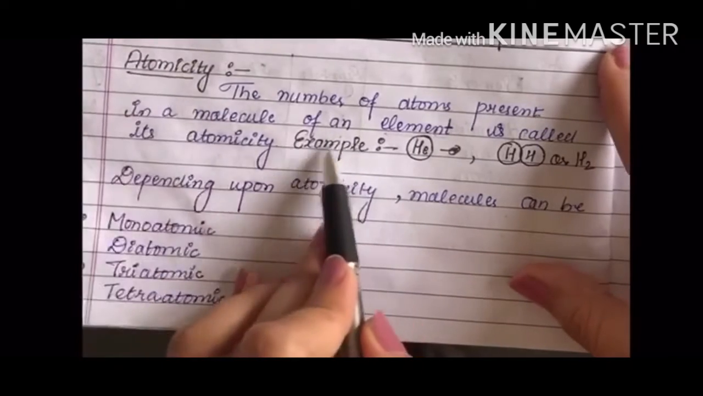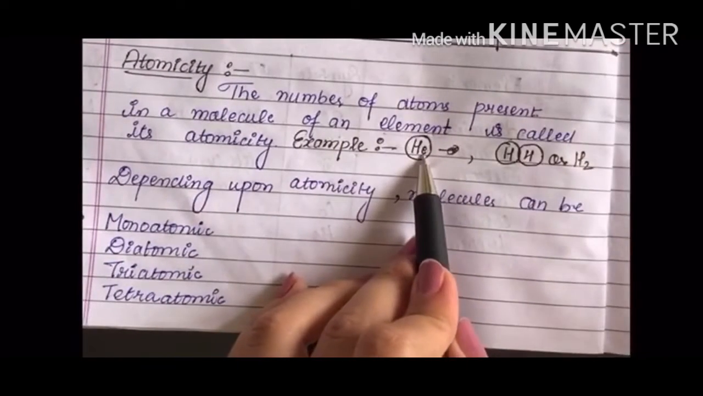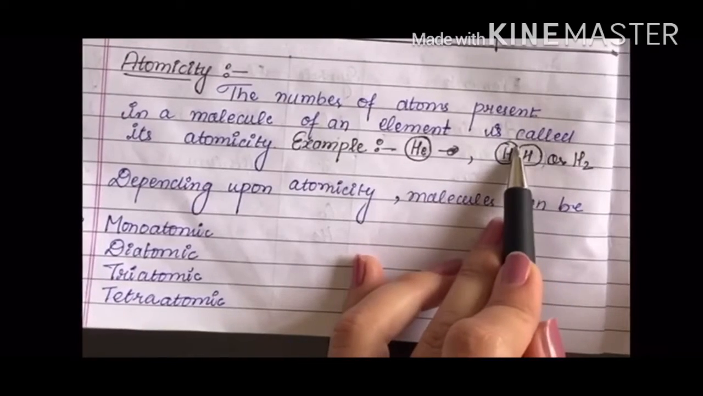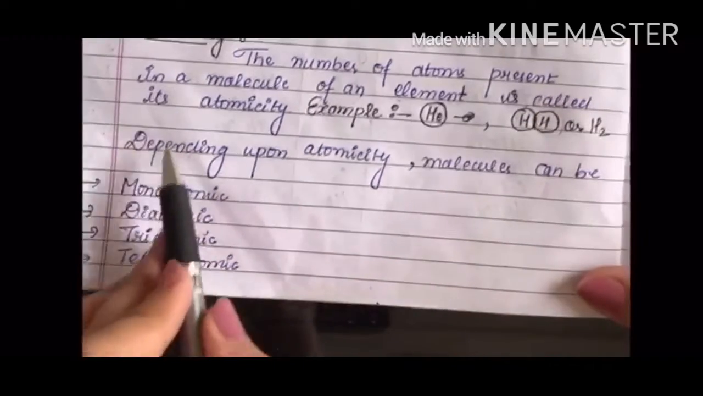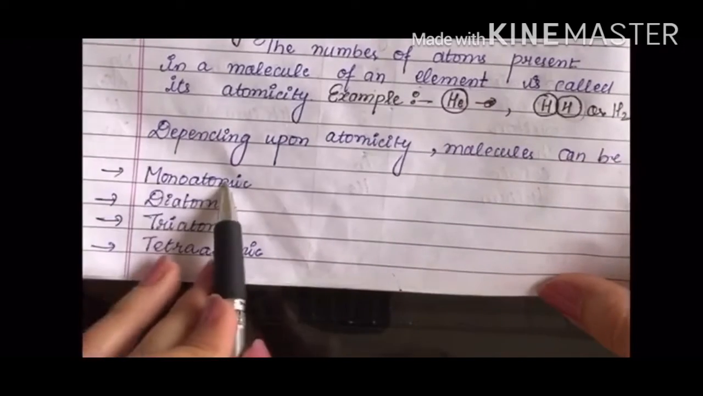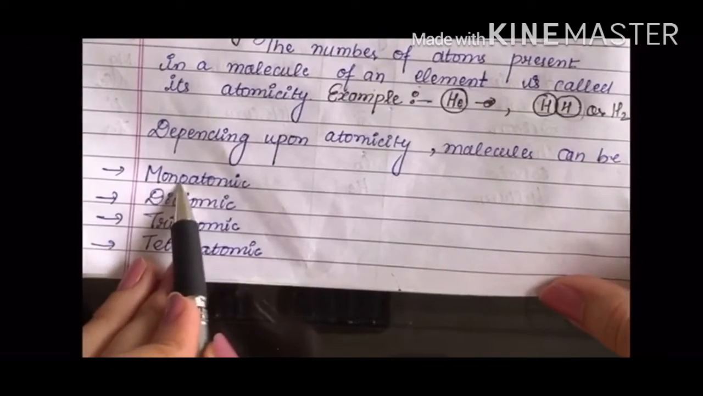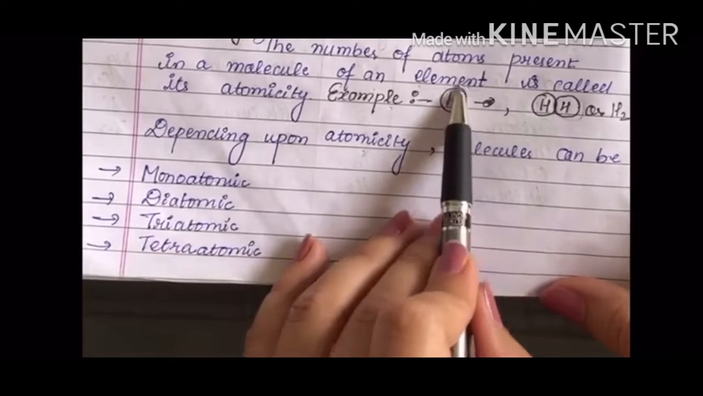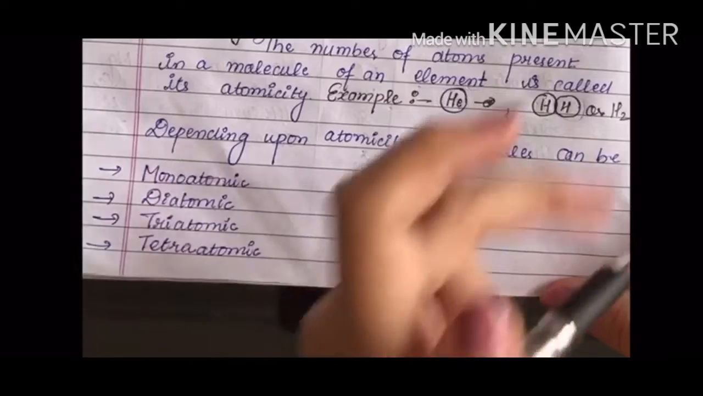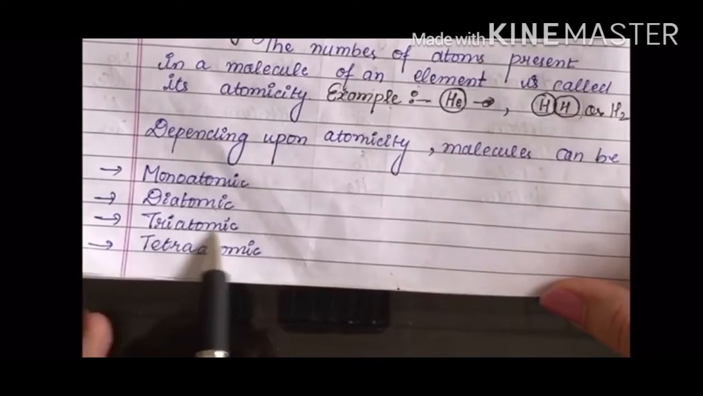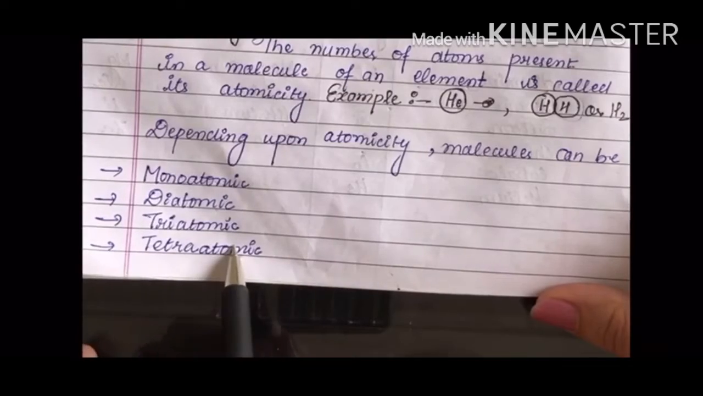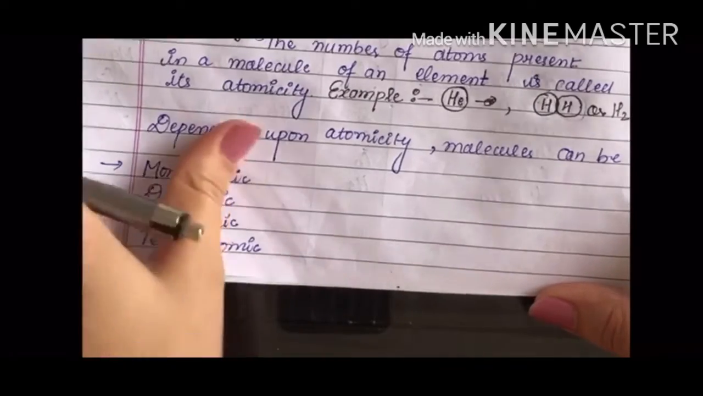For example, in case of helium there is only one atom present. In case of hydrogen there are two hydrogen atoms present. So depending upon atomicity, molecules can be monoatomic. Mono means one atom, like helium. Diatomic means two atoms, like hydrogen. Triatomic is in which there are 3 atoms. Tetraatomic means in which there are 4 atoms.